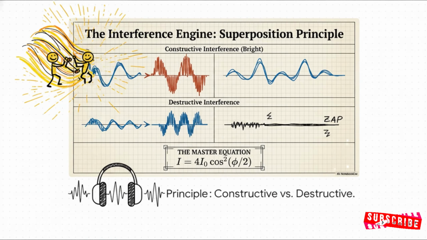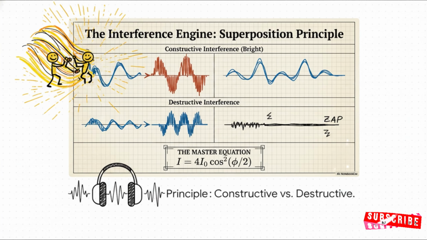Now this is where the magic happens. When crest perfectly overlaps crest, we get maximum brightness. But when crest overlaps trough, the waves actually destroy each other to create complete darkness. Notice how the bright red and blue peaks on the chart overlap to build a massive constructive wave.